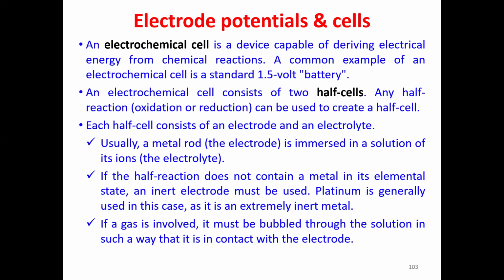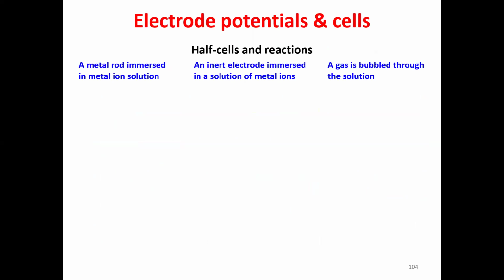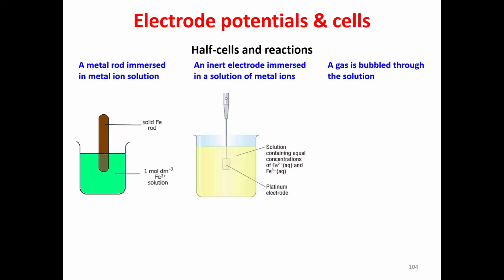If a gas is involved, like chlorine, oxygen, or hydrogen, which is a very common example, the gas will bubble out. Now, half cell and reaction. A metal rod immersed in a metal ion solution, an inert electrode immersed in a solution of metal ions, or a gas bubbled through the solution. Look at the examples here. The first example is an iron rod dipped in an iron ion solution. The second example is a solution containing equal concentrations of Fe2+ ion and Fe3+ ion with a platinum electrode.